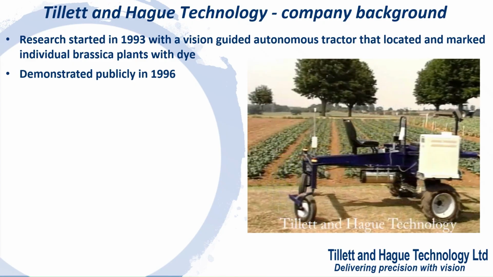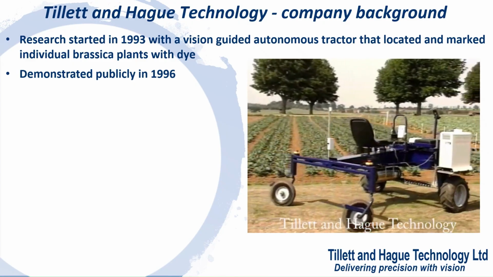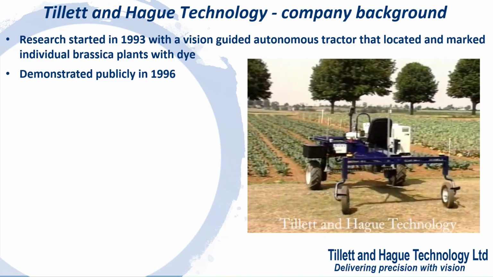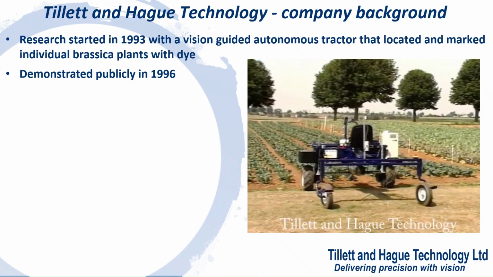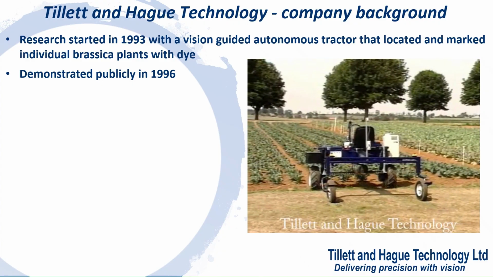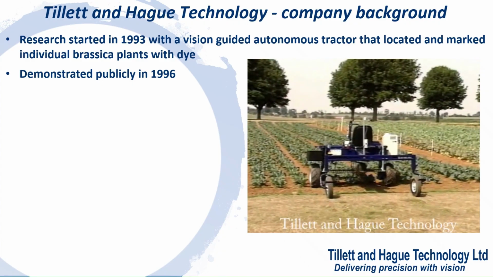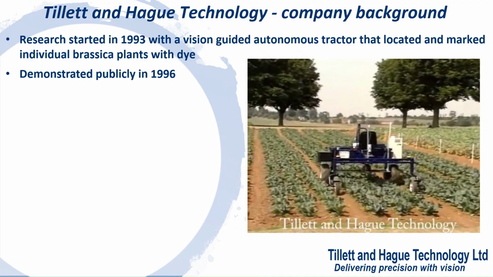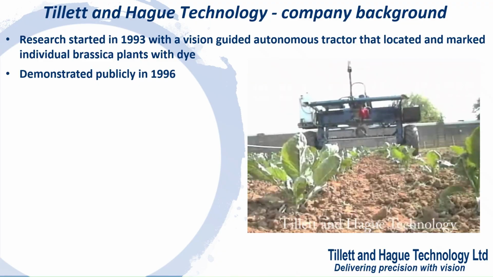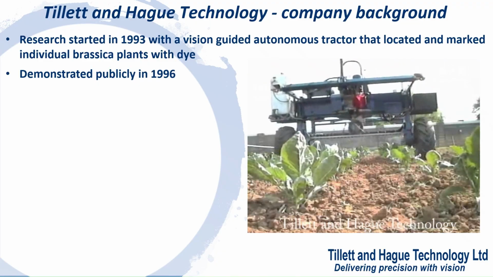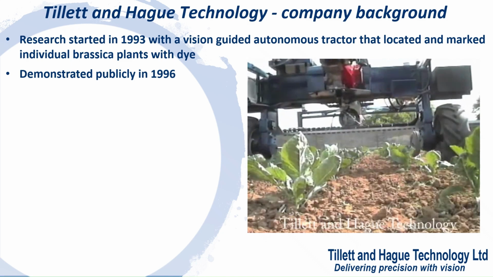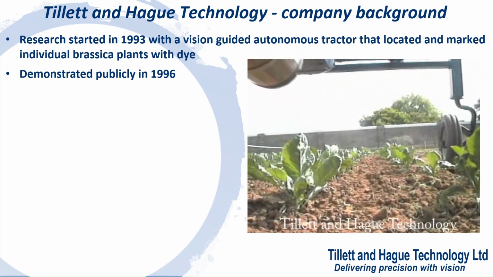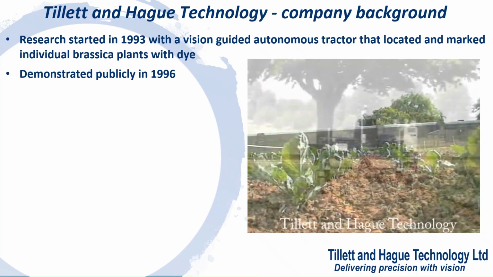The vehicle had no GPS, relying solely on crop rows as a navigational reference, making headland turns by dead reckoning. Individual cauliflower plants were identified by computer vision and tracked until they're under an array of nozzles, where the appropriate nozzle or nozzles were triggered. This video dates from their public demonstration in 1996.